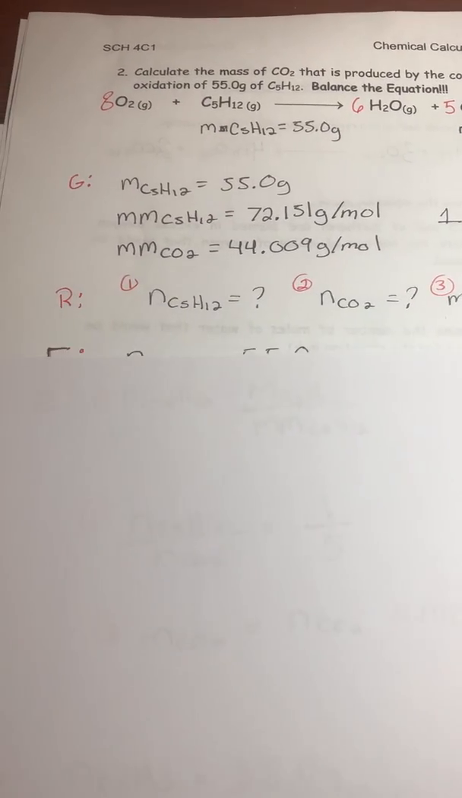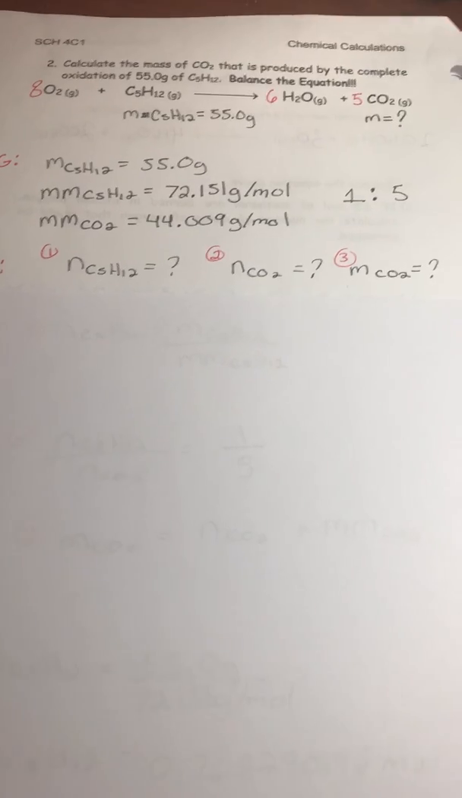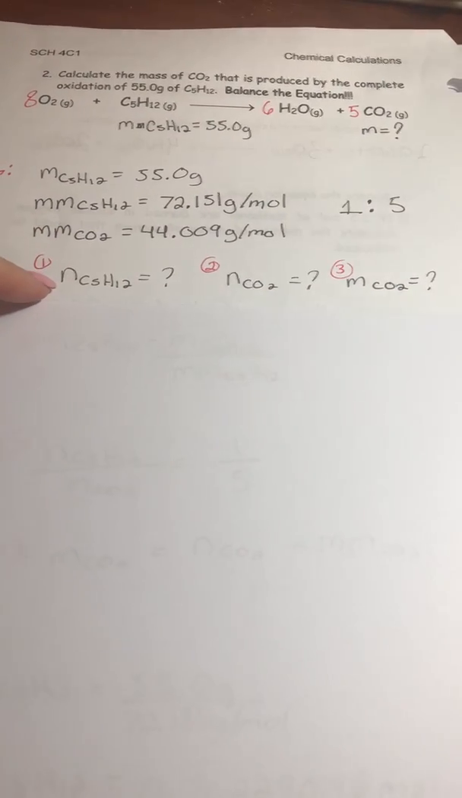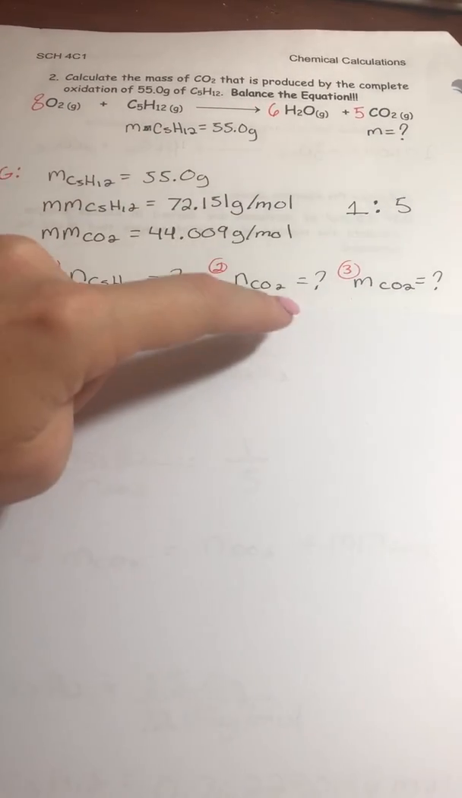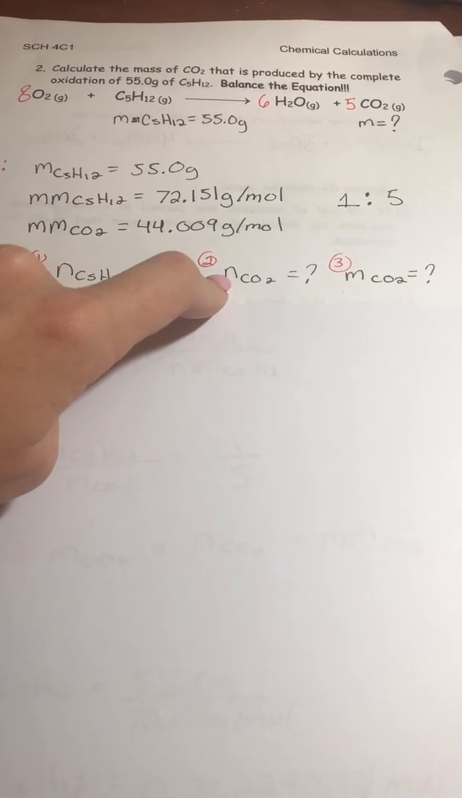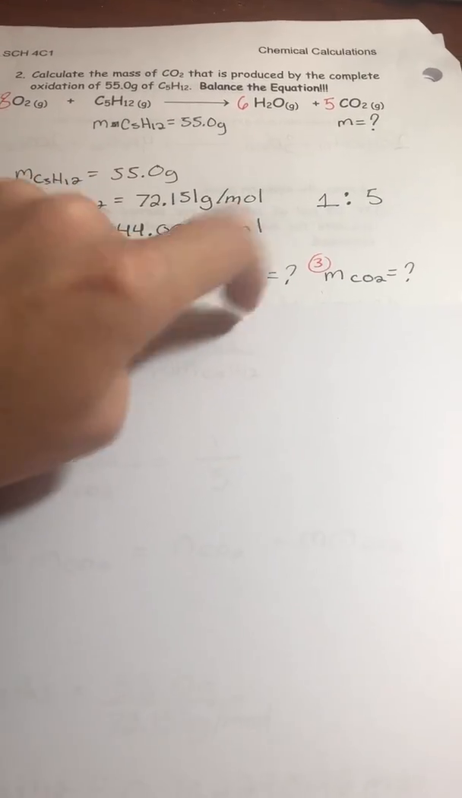Okay, and then I write what is required. So the first thing I need to find is my moles for C5H12. After I find my moles of C5H12, I can then find my moles of CO2. Then after I find the moles of CO2, I can then get the mass of CO2.